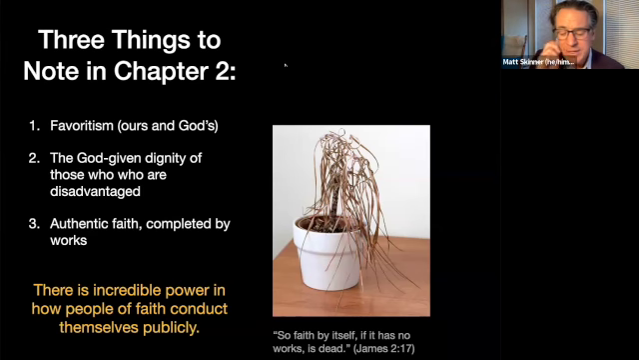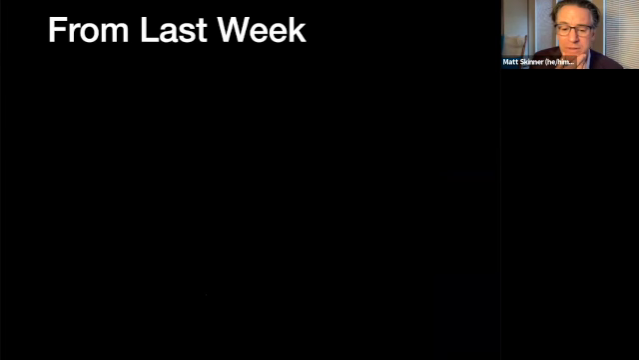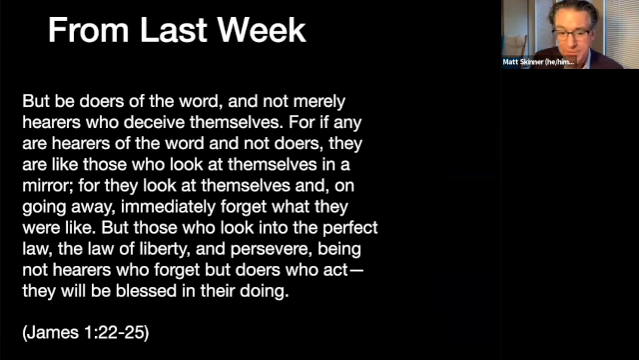So to dive now into chapter 2, I always need a bit of a running start before we jump into something, just to recall something from last week. These aren't the final verses of chapter 1, but near the end of chapter 1, James says this: be doers of the word and not merely hearers who deceive themselves. For if any are hearers of the word and not doers, they're like those who look at themselves in a mirror, for they look at themselves and on going away immediately forget what they were like.